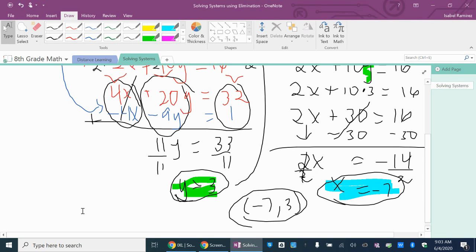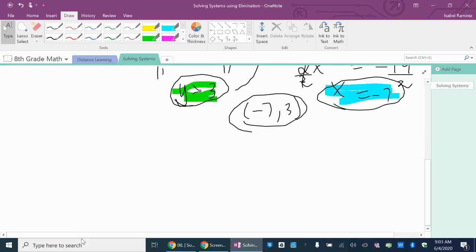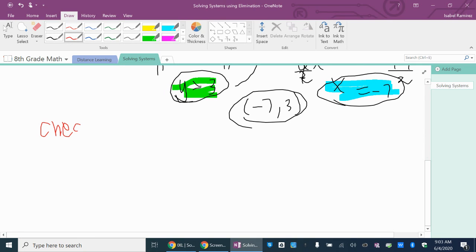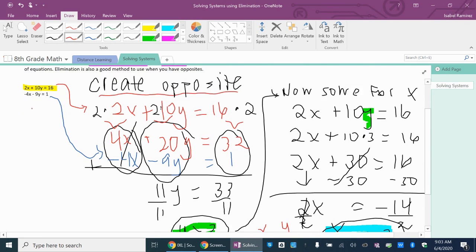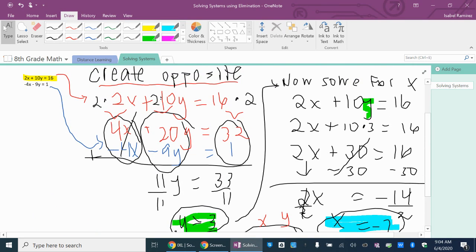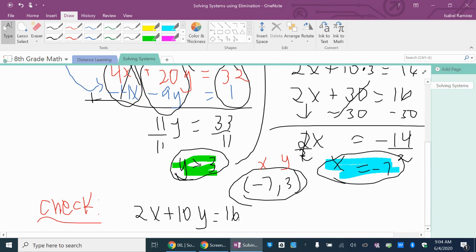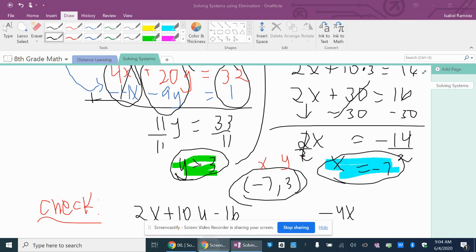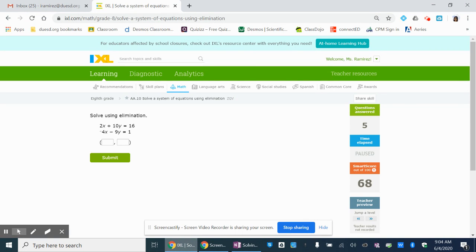I know that a lot of you just go ahead and type that into iExcel without double checking. It's very important that you check. When you plug in negative 7 for x and 3 for y, both equations should balance out. So once again, my first equation was 2x plus 10y equals 16, and the second equation was negative 4x minus 9y equals 1.